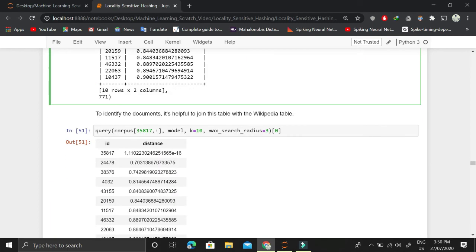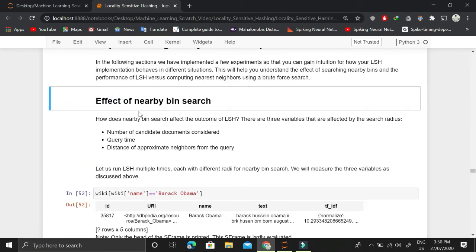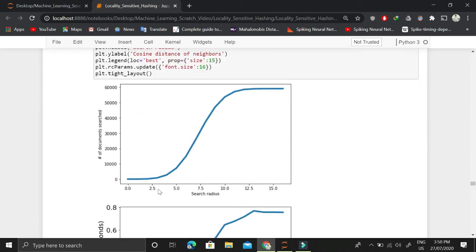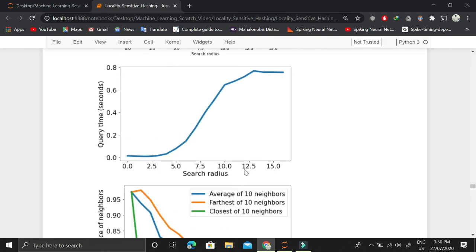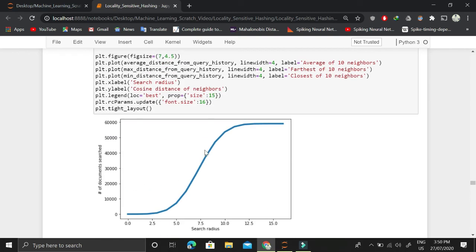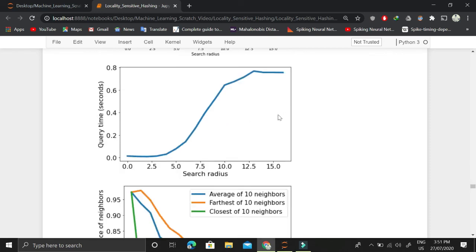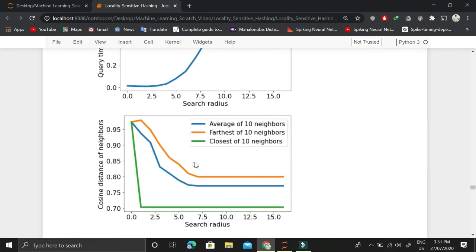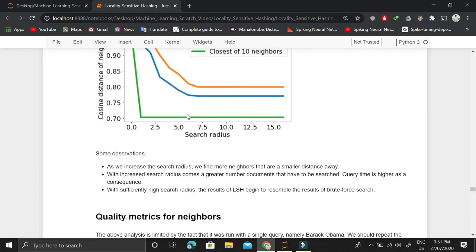Now if we are done with all that, then below this line we are just looking at different effects and different compromises between computation and accuracy. As I've already explained, if we increase the nearby bin search, it means we are looking at more and more neighbors. So of course computationally it will be expensive, but accuracy will increase. These are the graphs. A larger search radius means looking at more and more samples. If you are looking at more and more documents, then of course the query time will increase, but the cosine distance will decrease. So in a way, we will see improvements in the accuracy.